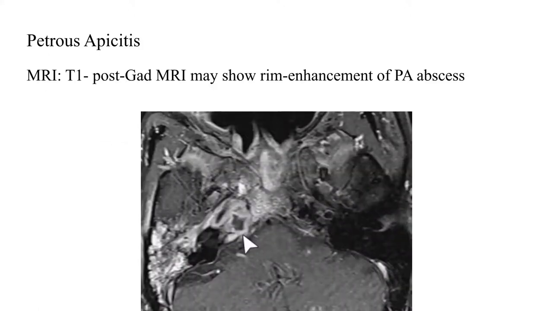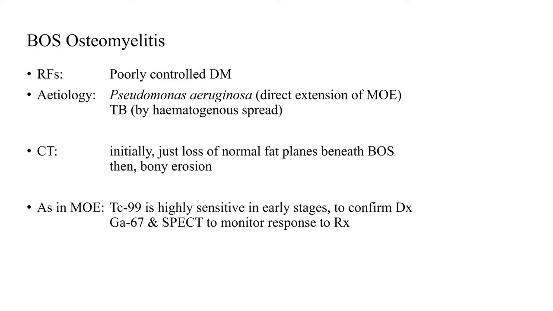You can also, in some cases, see a rim-enhancing post-contrast collection, which would suggest a petrous apex abscess, as in the picture there.